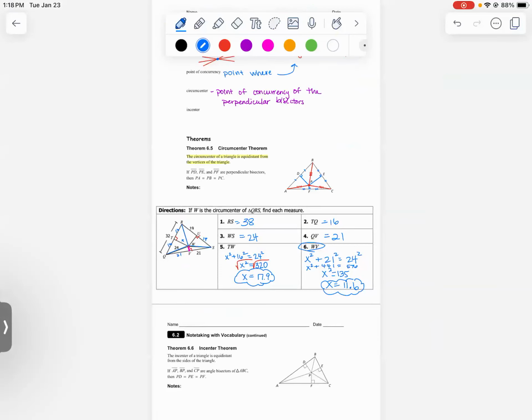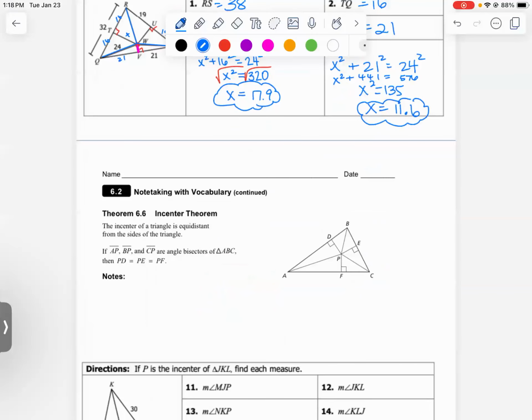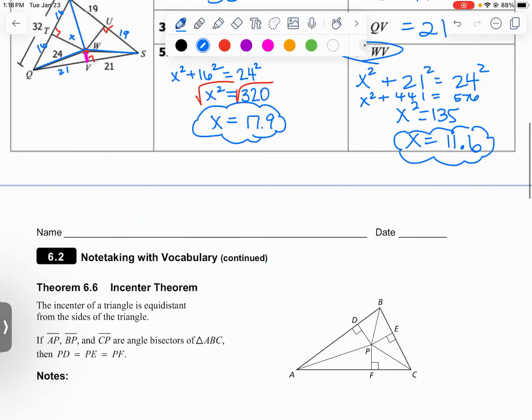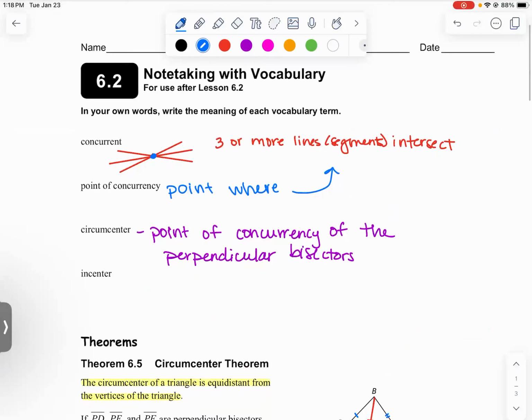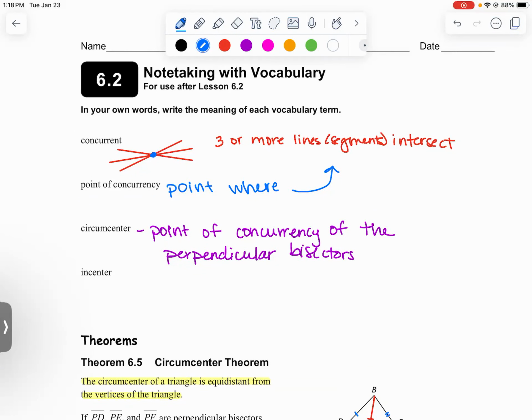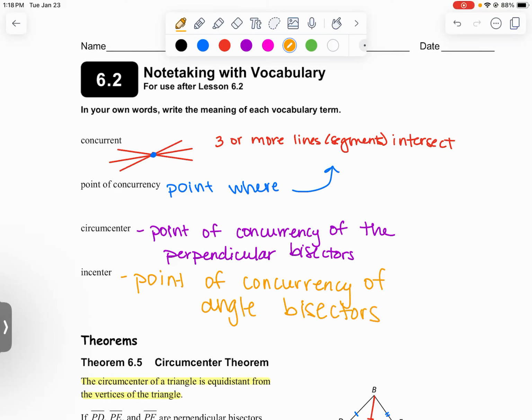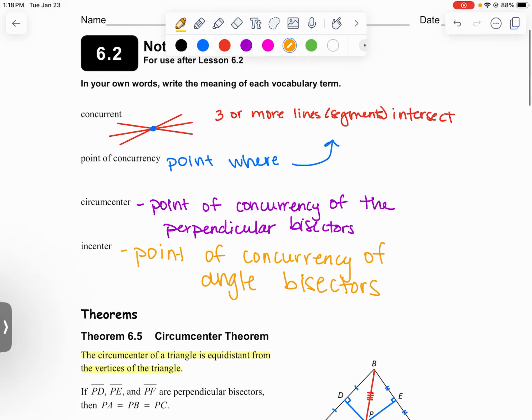Okay, so then let's go back to our student journal and let's talk about the in-center. Up above here, let's define what an in-center is first. The in-center is the point of concurrency where our 3 angle bisectors are intersecting. So the in-center is the point of concurrency of our angle bisectors.